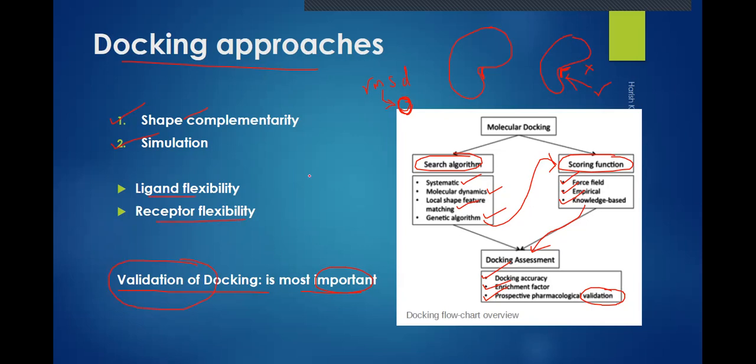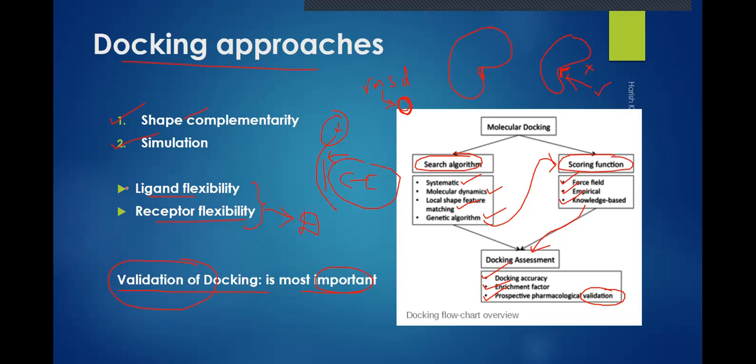Let us just quickly revise it. When a ligand goes to bind to a receptor, it cannot afford to remain rigid. On the other hand, the receptor also cannot afford to remain rigid. We know that inside our body, all the receptors are in a dynamic state of motion. And the ligands also have C single bond C, so they tend to be flexible in nature. So the receptor is flexible, the ligand is also flexible. Hence, we need to incorporate ligand and receptor flexibility into our docking protocol.